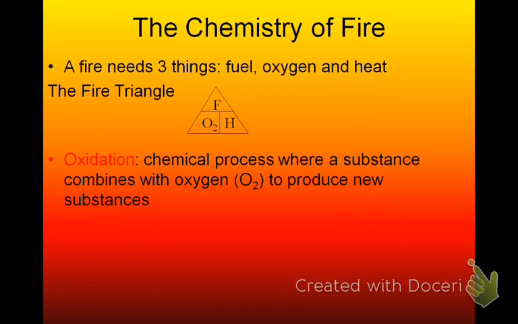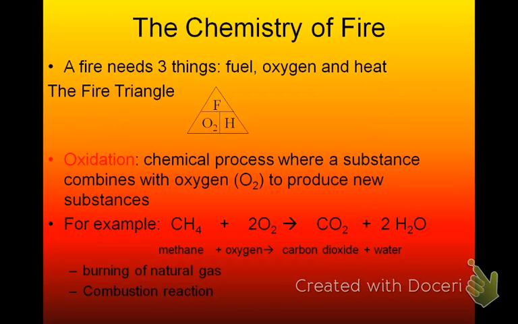So a fire is an example of a general type of reaction called an oxidation reaction. This is any process where a substance combines with oxygen to produce new substances. This reaction is what happens when we use the Bunsen burners, or you use your gas dryer at home, or a gas furnace at home.